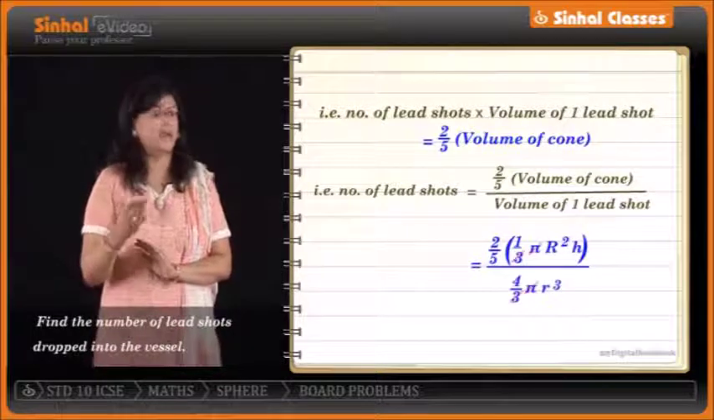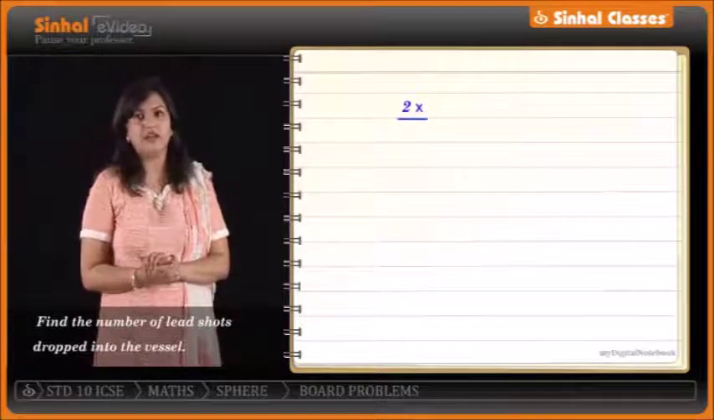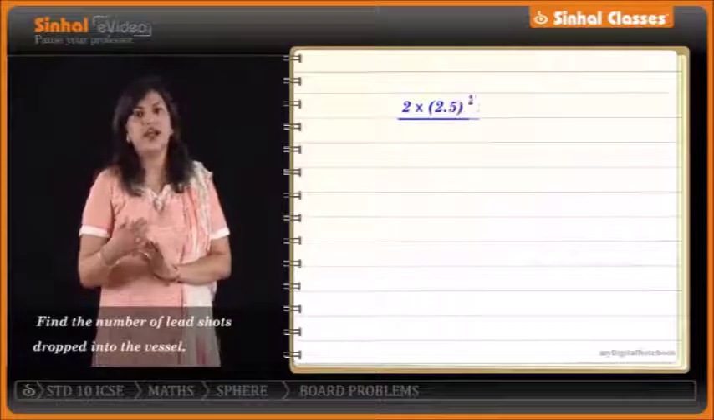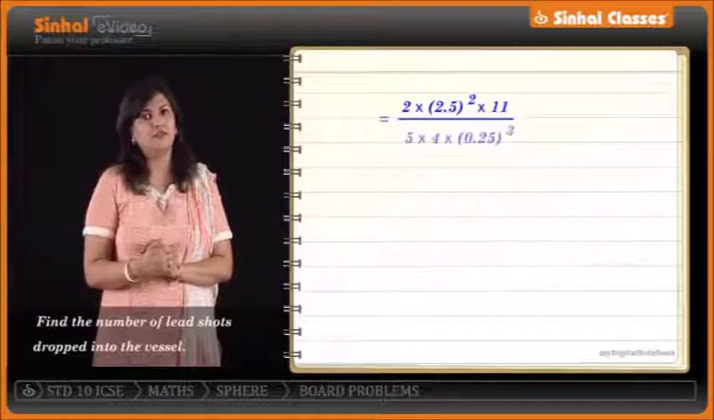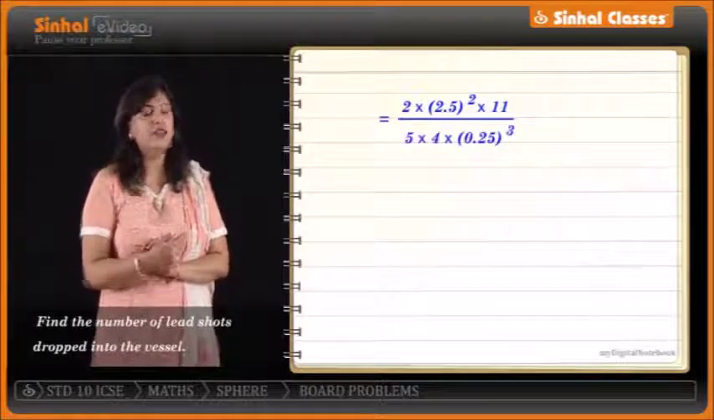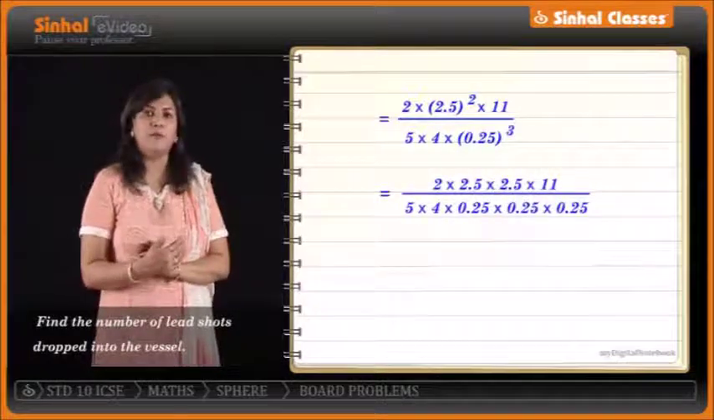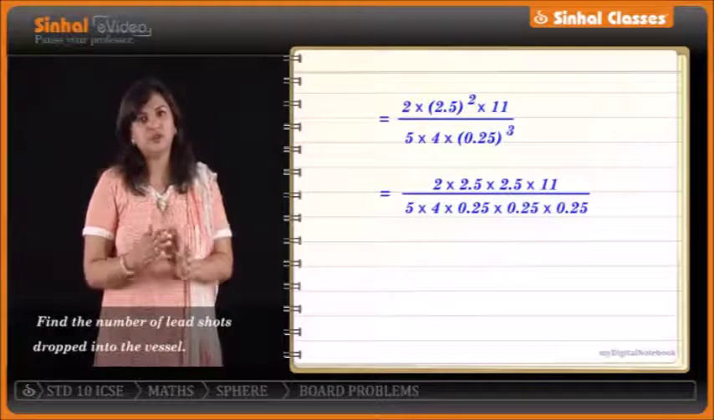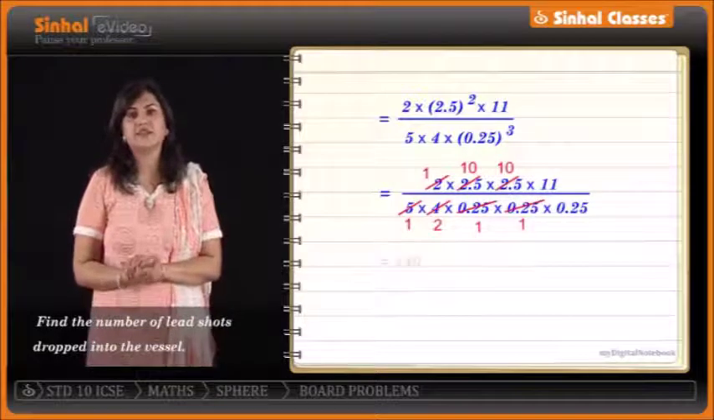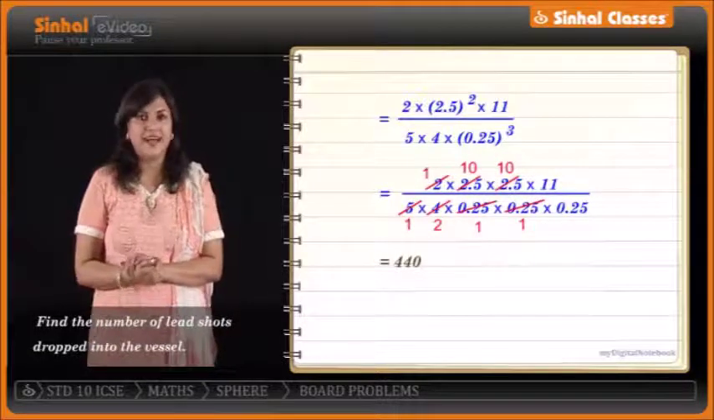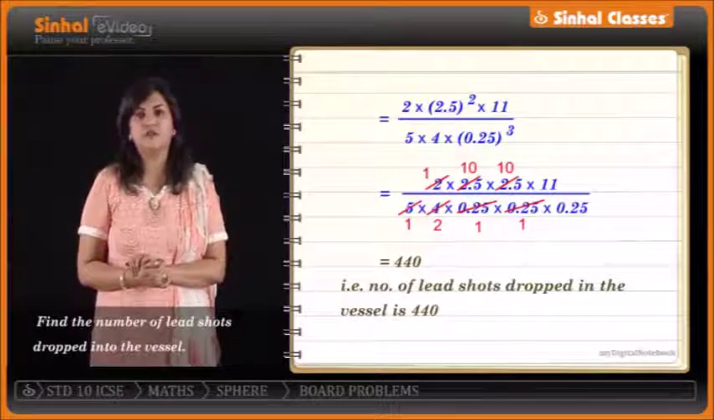Now cancel 3 and cancel pi. We have 2 into, in place of capital R, we write 2.5, and in place of h, we write 11. And in the denominator, in place of small r, we will write 0.25. So we have 2 into 2.5 the whole square into 11 upon 5 into 4 into 0.25 the whole cube. Simplify this further, we get the answer as 440. That is, the number of lead shots dropped in the vessel is equal to 440.